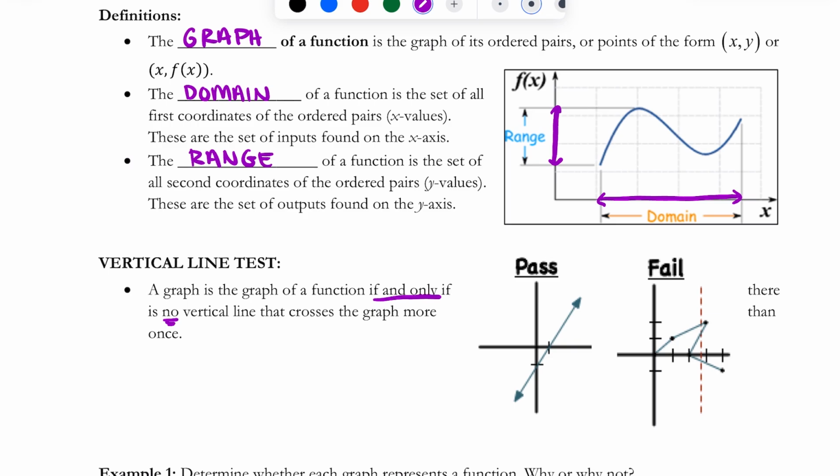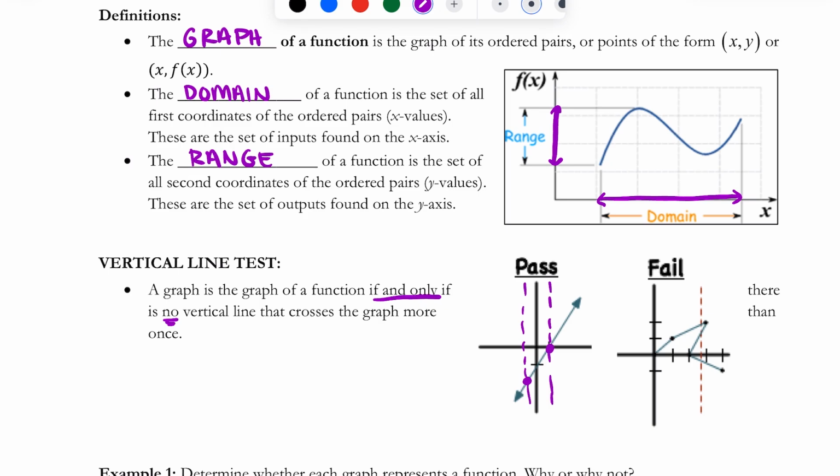So there's a couple pictures here, but if we remember, our definition of a function was that each x has to have exactly one y, and so for the vertical line test to work, it means that I can draw any vertical line and it's only going to touch that graph at one point.